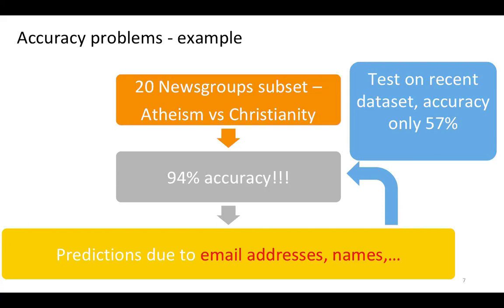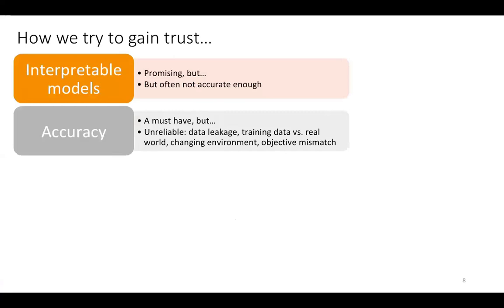And on this data set, they find that the accuracy is only 57%. If you take this as a test data set, the accuracy actually drops from 94% to 57%. So therefore, this is unreliable. So accuracy is not something that can be thought to have a high correlation with trust. Of course, it is a must-have. We all agree to that. But it's not something that can be thought of as a proxy for trust.